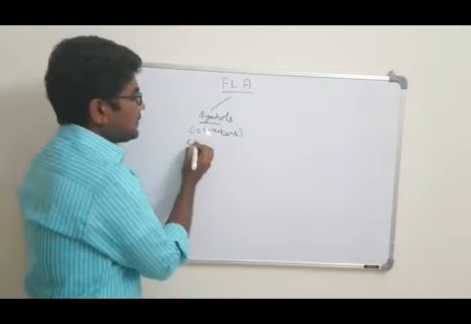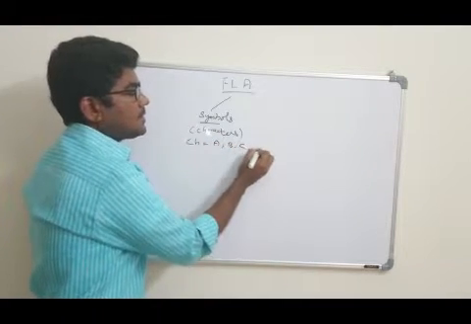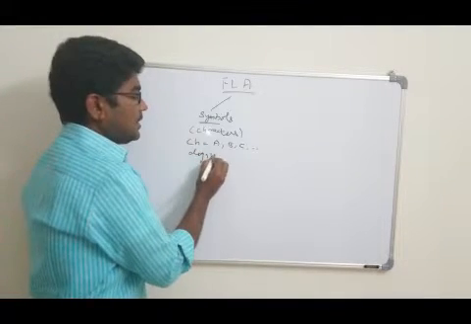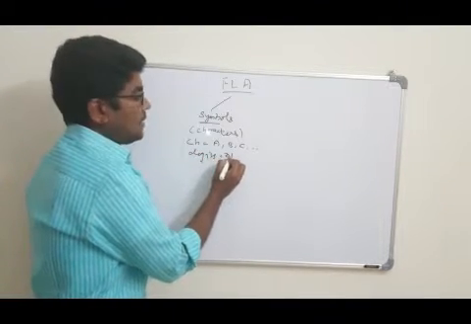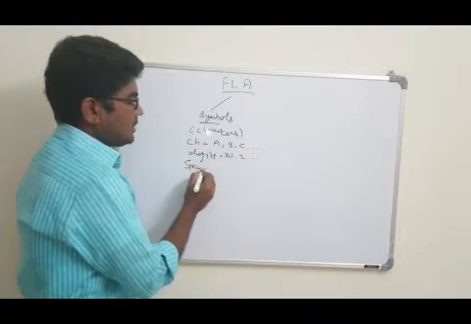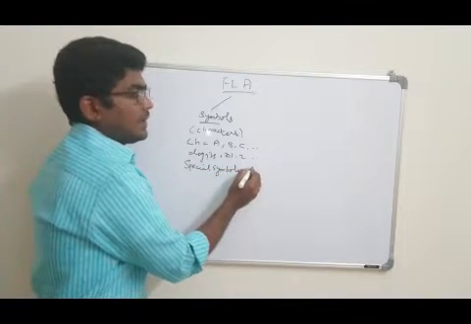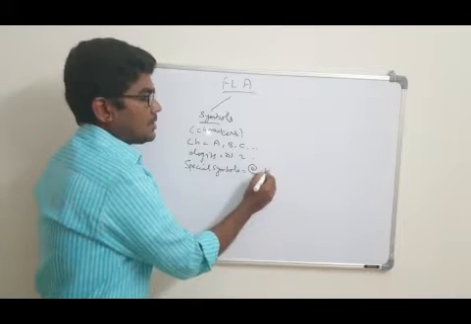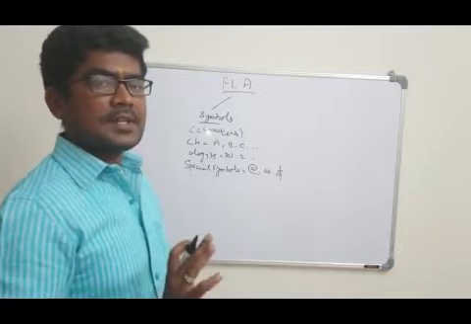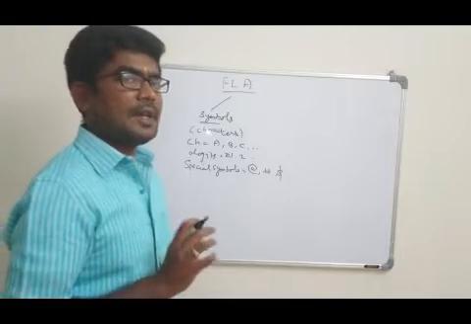Characters like A, B, C are all said to be symbols. Digits are also symbols: 0, 1, 2, 3, etc. We can also have special symbols. Special symbols are also symbols, like the at symbol, hash, and dollar. All of this comes under symbols. You first want to know what a symbol is in this formal language automata.